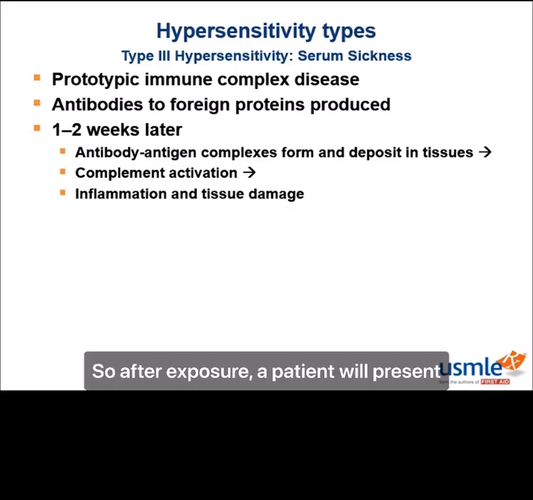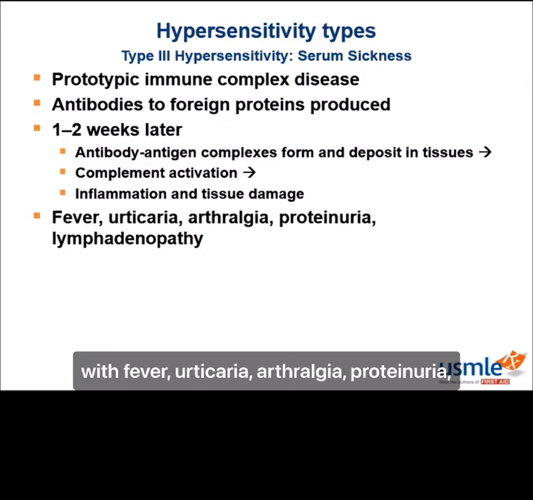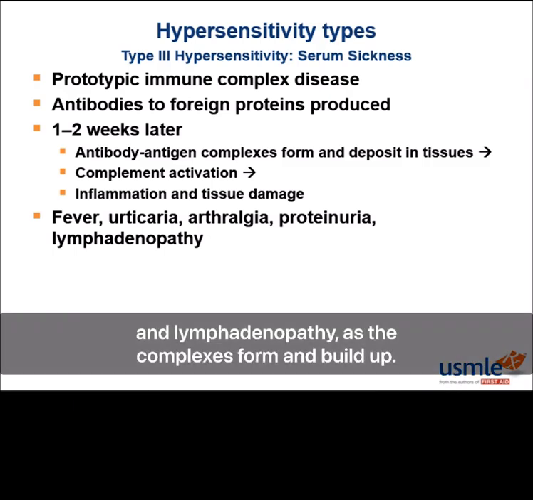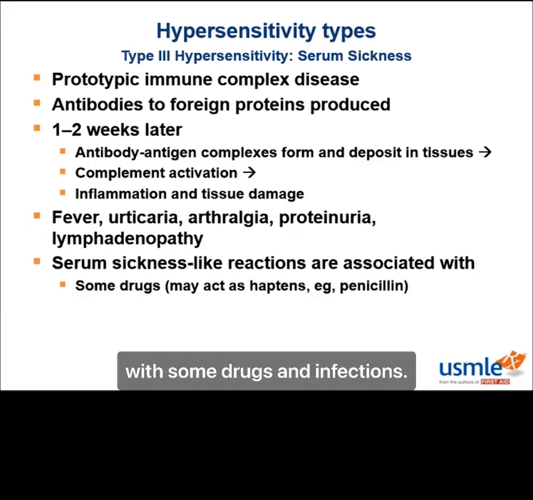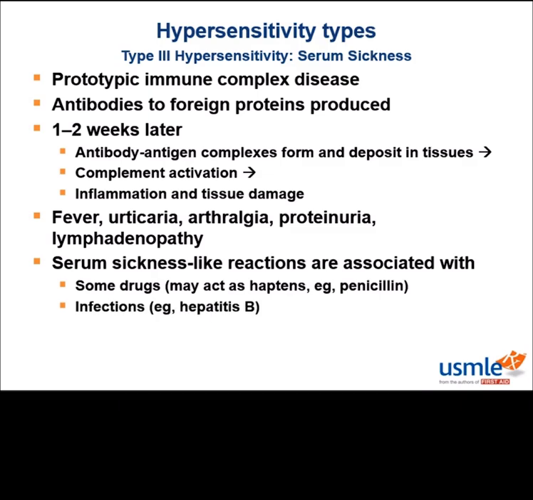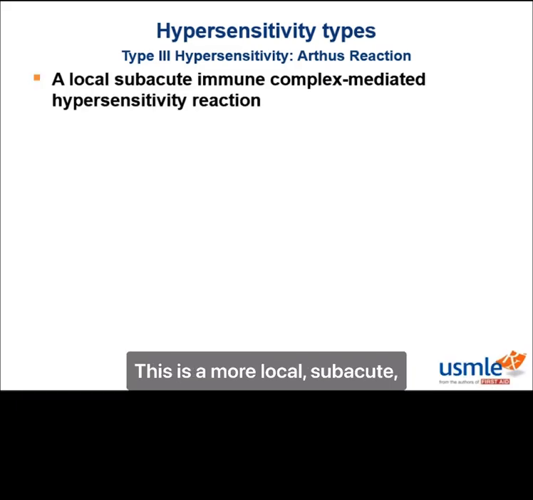So after exposure, a patient will present with fever, urticaria, arthralgia, proteinuria, and lymphadenopathy as the complexes form and build up. Now, reactions similar to serum sickness are associated with some drugs and infections. Another type 3 hypersensitivity is the Arthus reaction. This is a more local, subacute, immune complex mediated reaction.